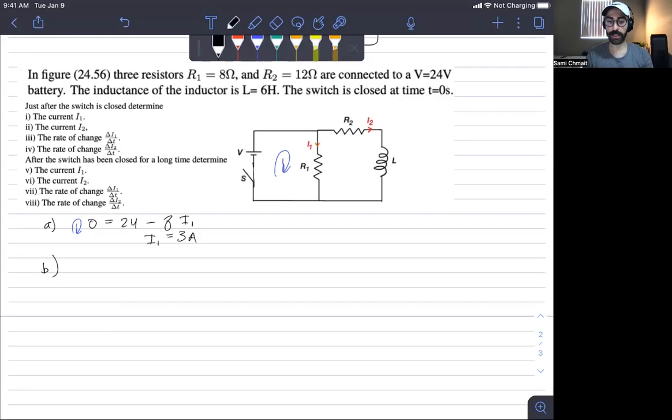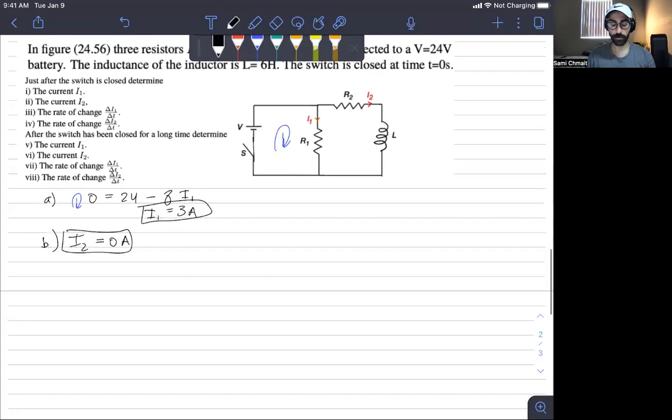Part B. So you want to solve for I2 immediately after closure. This is where, by definition, immediately after closure, you treat an inductor as if it's an open circuit. So therefore, there is no current acting here. Okay, so that's kind of the point of this part. Immediately after closure, this inductor, it's almost as if it doesn't exist. It's just open. It's an open circuit. Okay, so 0.